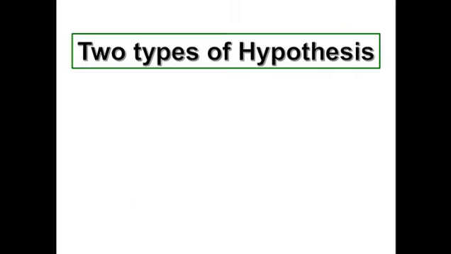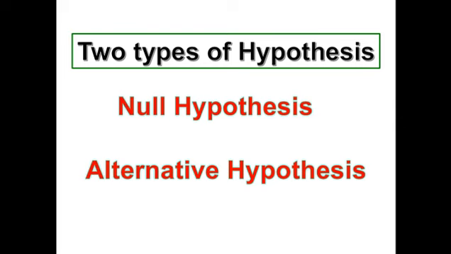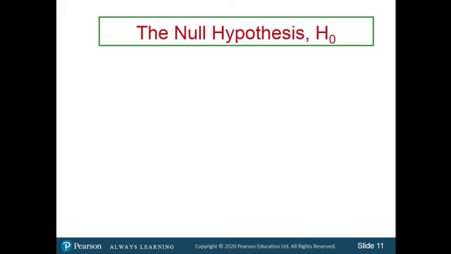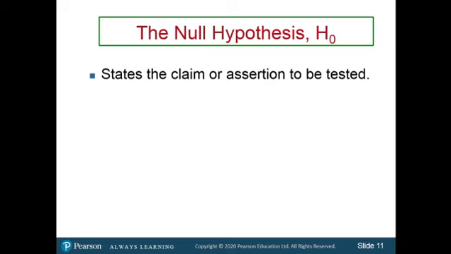And there are two types of hypothesis. Hypothesis number 1 is the null hypothesis, and number 2 is the alternative hypothesis. The null hypothesis is denoted as H sub 0. Sometimes people might call it H naught. The null hypothesis states the claim or assertion to be tested.